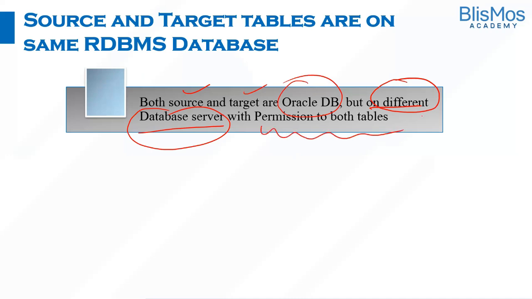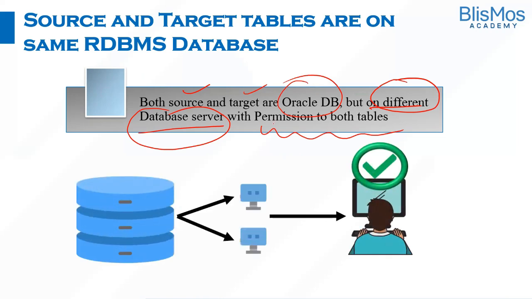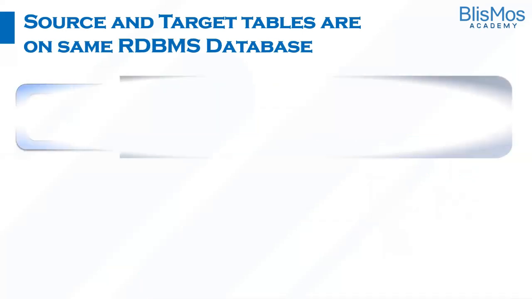There is a permission to access both the source and target of this Oracle DB. We have a source and target in Oracle DB, but on a different server. Tester has a permission to both the sources. How do we approach the validation for this? We have different approaches. Let us look at them one by one.